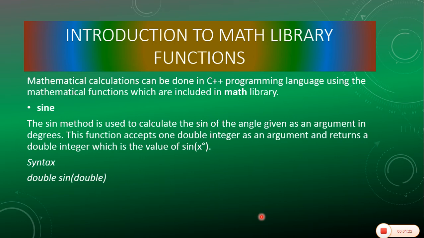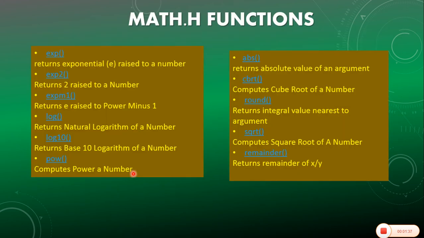For example, the sine function is written over here, having this syntax, the declaration. There are several functions present in the library of math.h. This is the exponential: anything we want the exponential of is written inside the round bracket. And exp2 is used when we want to calculate a number which is 2 raised to the power of something; the power is written inside the round bracket.